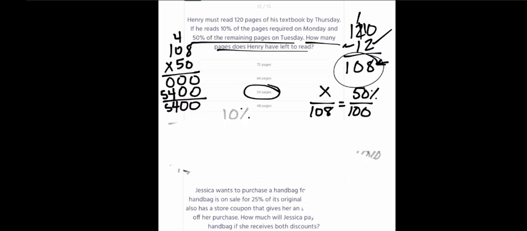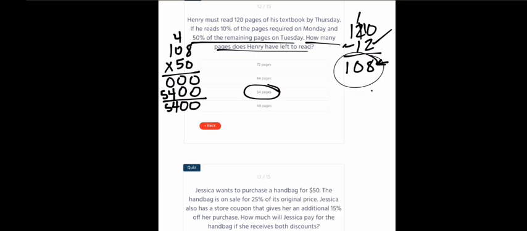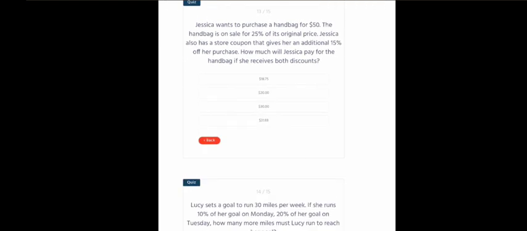I'm going to clear up a little bit of space here so we can go ahead and do 13 together. 13 says, Jessica wants to purchase a handbag for $50. The handbag is on sale for 25% of its original price. Jessica also has a store coupon that gives her an additional 15% off her purchase. How much will Jessica pay for the handbag if she receives both discounts? So remember this kind of question, right? We take the first discount first and then the additional discount.